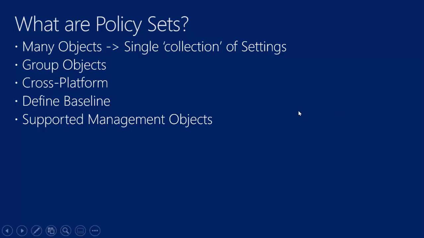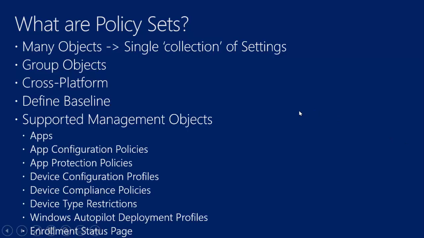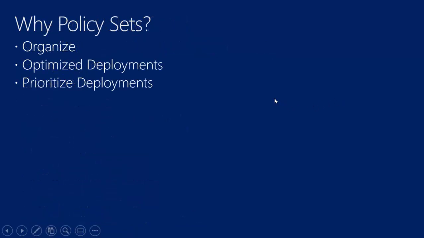Not all objects in Intune are currently supported for policy sets. These are the ones that are: apps, app configuration policies, device configuration policies, app protection policies, and so on. There are some things that aren't supported, but these are, and you can get a lot of mileage out of just these. Others may come as we go along, but those are the ones that are supported today.